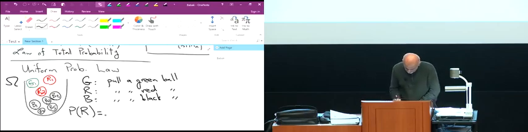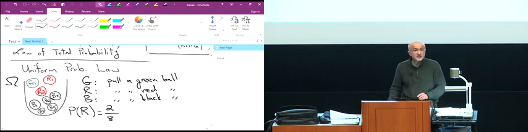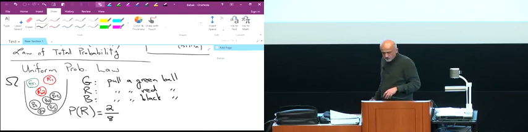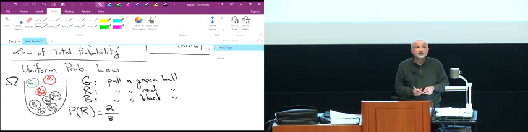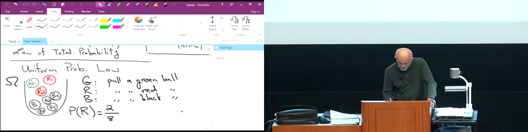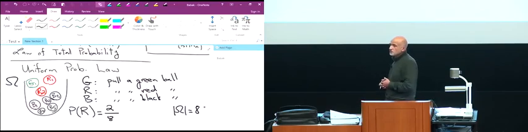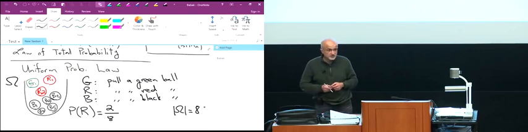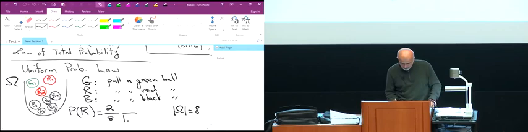2 out of 8. 2 out of 8. What's your name? Abi. So, what did you do, Abi? How did you come up with 2 and how did you come up with 8? 8 balls. So the size of your sample space is 8. This uniform probability law that we're describing applies to finite sample spaces. So the size of the sample space is 8. And that ended up being in the denominator.